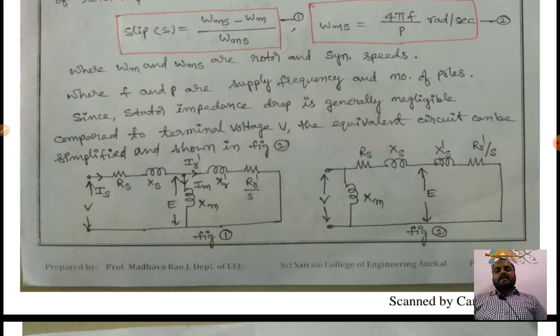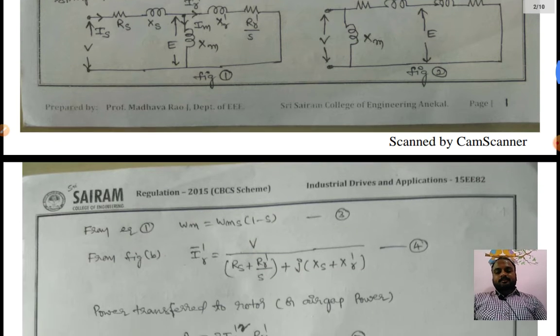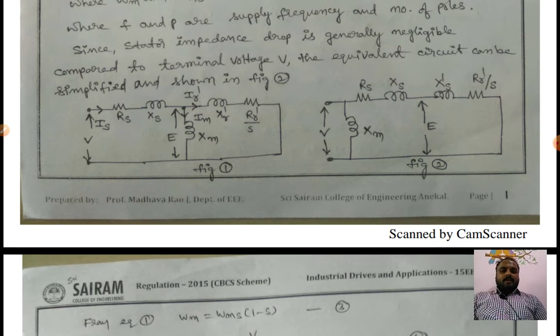Here Rs and Xs are the stator resistance and stator reactance. Next, Xr' and Rr'/s are the stator referred rotor reactance and rotor resistance. Xm is the magnetizing reactance of the induction motor. Then E represents the induced EMF. Once the motor starts rotating, an EMF is induced, which is called the back EMF, E.